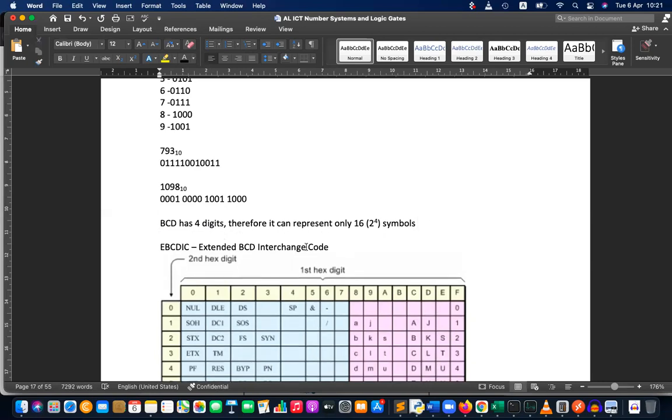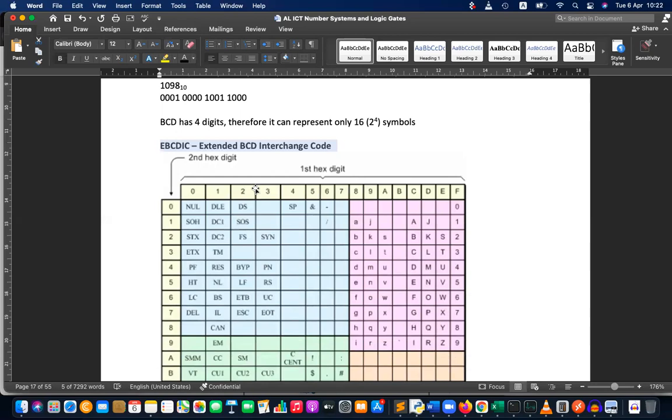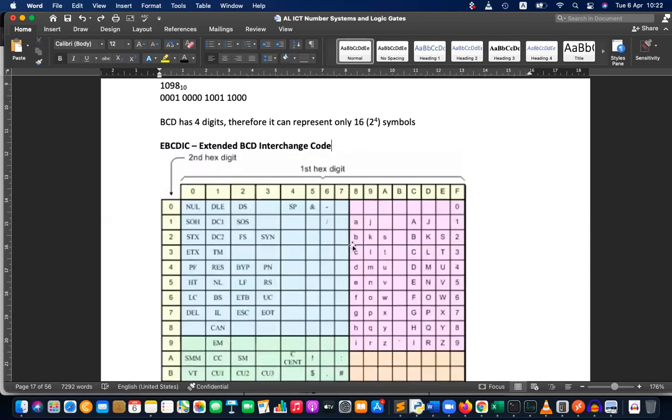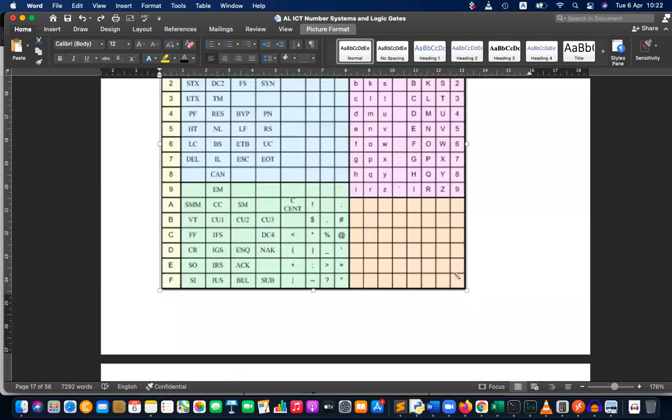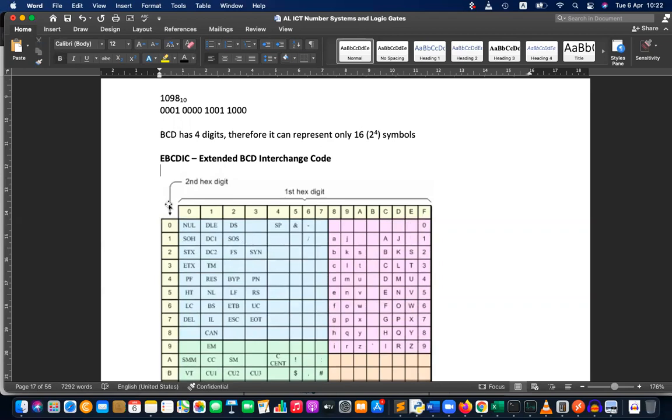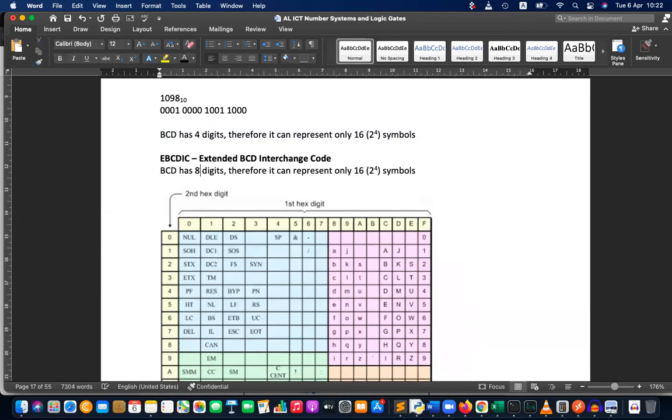Therefore, it was required to find another way, because not only numbers, the characters are also there. That's why EBCDIC was introduced. This is actually EBCDIC, or Extended Binary Coded Decimal Interchange Code. It has altogether 8 digits. So how many representations with 8 digits? Extended Binary Coded Decimal Interchange Code has 8 digits.